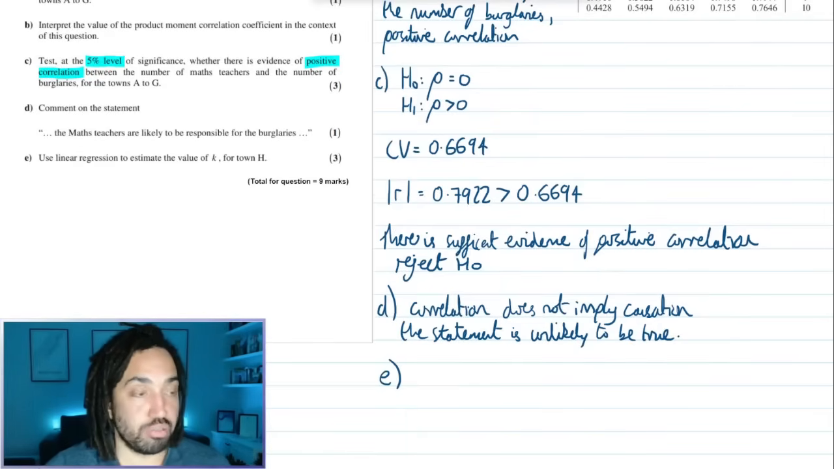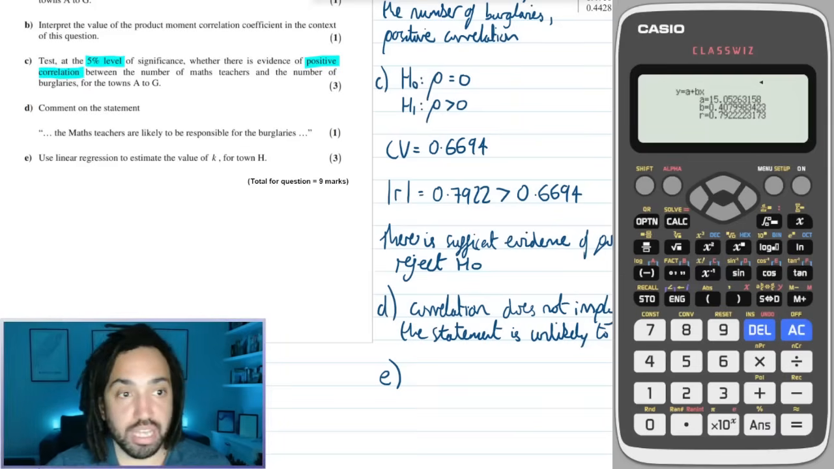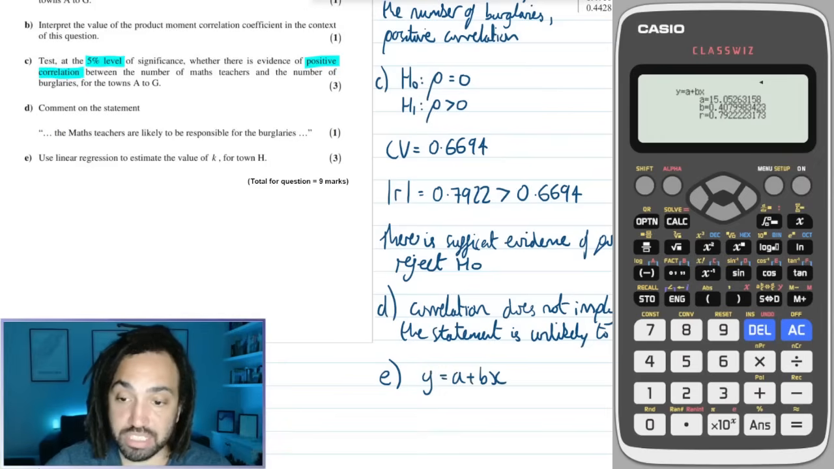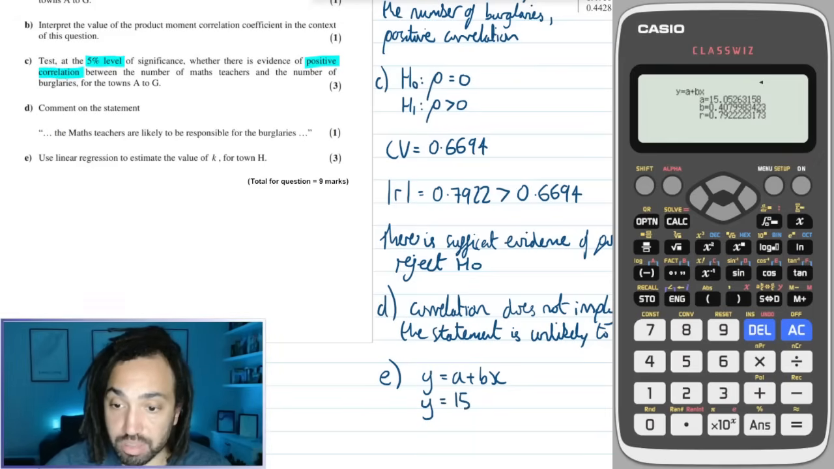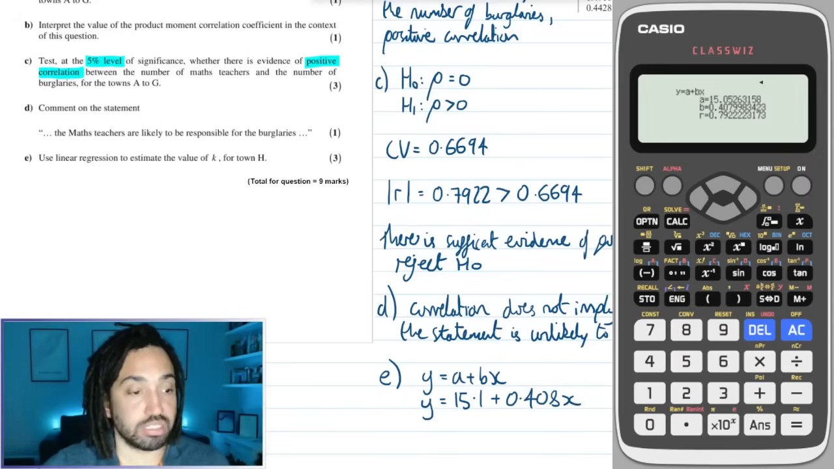Okay, great. Now the next part asks us to use our linear regression model. So if we go back to the calculator, you can see here that it actually gives you the linear regression model, which is essentially the line of best fit if you were to plot this bivariate data. And it gives it in the form y is equal to a plus bx. So that is y is equal to 15.1 plus 0.408x. Great. So that's that done.